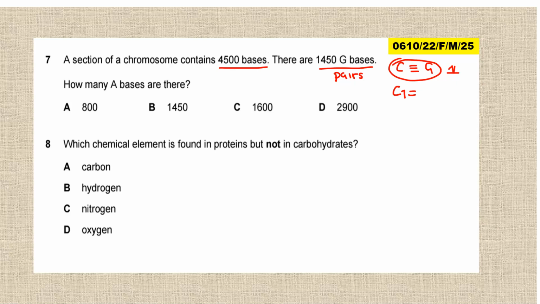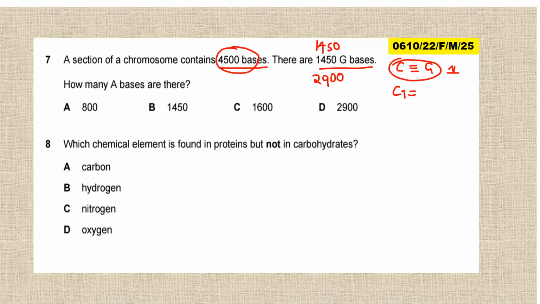So there are how many of these? Then they are asking how many A bases there are. Out of the total 4,500, G are these, which means you also have the same number of C, 1,400. So the total number of C and G gives us 2,800.